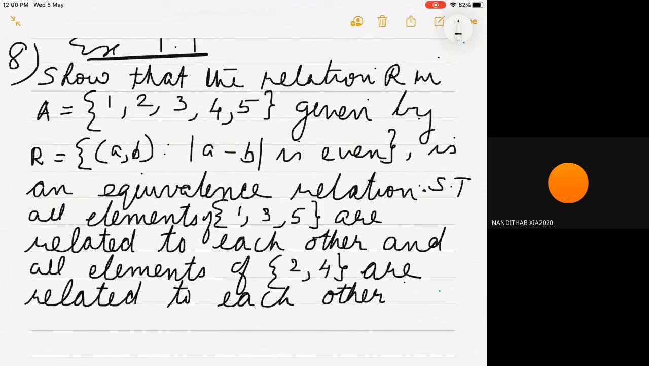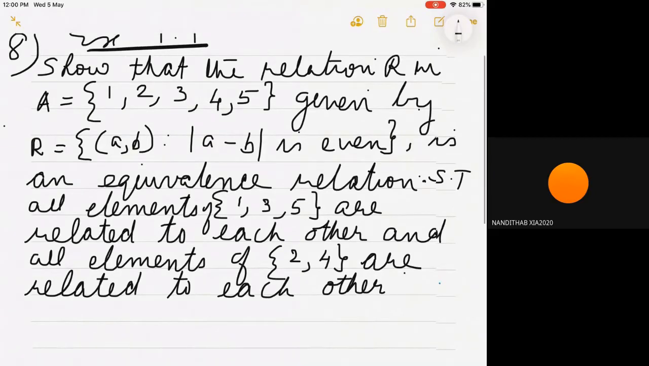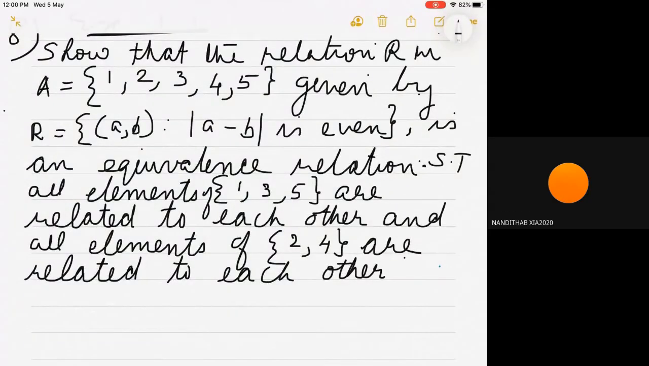Show that the relation R in A, given as the set {1, 2, 3, 4, 5}, given by R equal to the set of all (a, b) such that modulus of a minus b is even, is an equivalence relation. Show that all the elements of {1, 3, 5} are related to each other and all the elements of the set {2, 4} are related to each other.